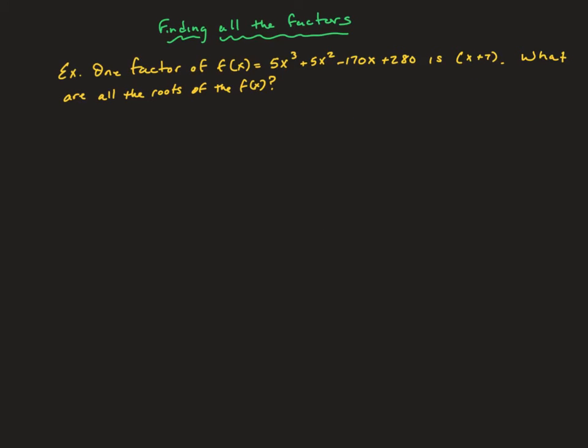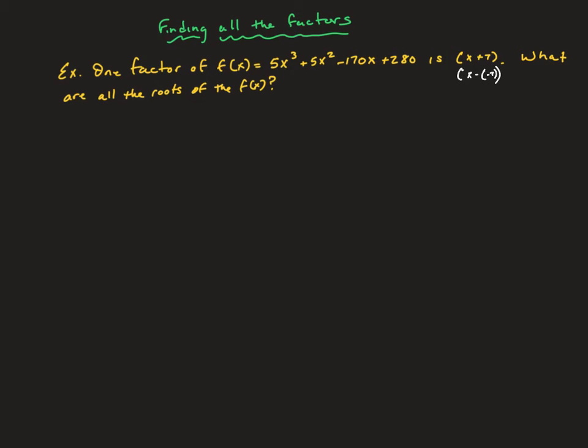So let's see here. They've given us some more information, and it says finding all the factors. Now we're going to go out and find all the factors. It says one factor of this function, f of x equals 5x to the third plus 5x squared minus 170x plus 280, is x plus 7, which is x minus a negative 7. What are all the roots of this function?